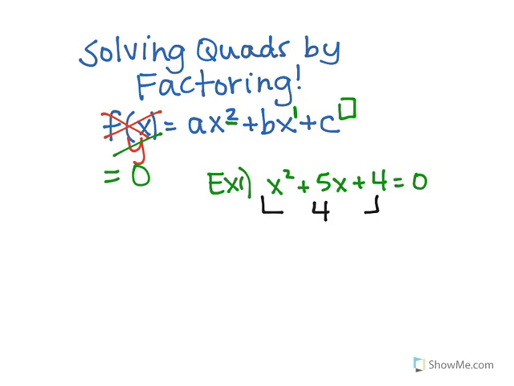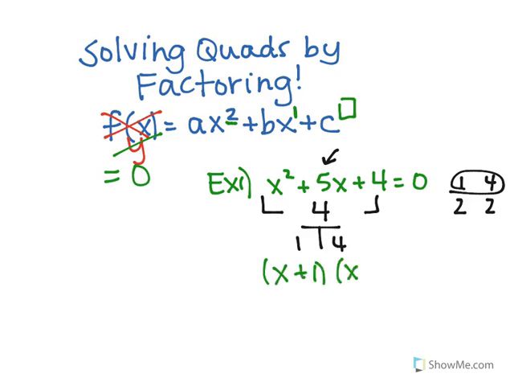A times C is just 4. We want factors of 4 that add to give me this number. If I list off to the side my factors of 4, I only have 1 and 4, 2 and 2. Because 4 is positive, I'm going to be combining them, so 1 plus 4 is the one that would work. So I know that 1 and 4 are going to be my factors. I'm going to put those in parentheses with x. I've got x plus 1, x plus 4, and this is still equal to 0 because I still have to solve for these.